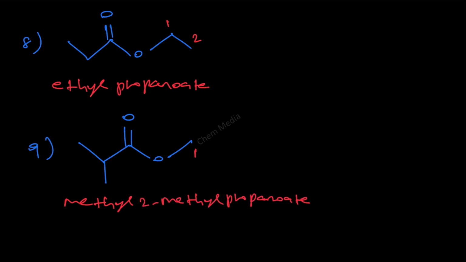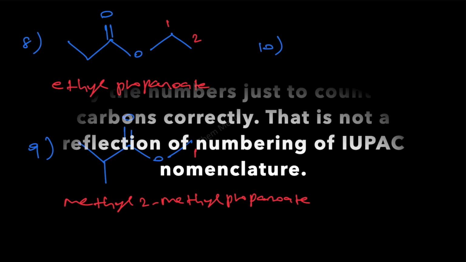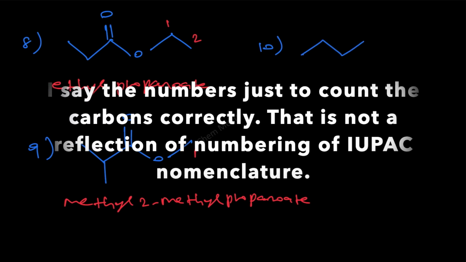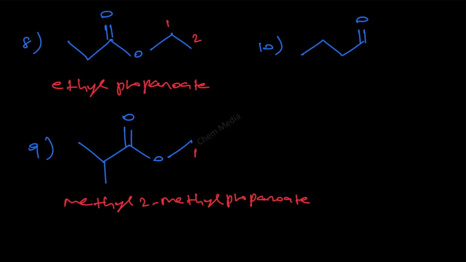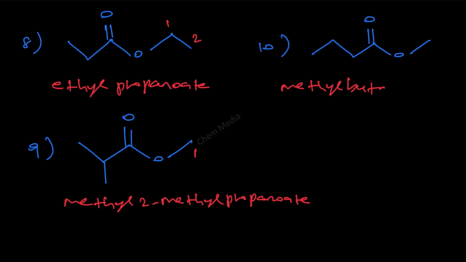And then number 10, we are going to write a butanoate isomer. Only one butanoate isomer is possible. So that would be 1, 2, 3, 4 and then C double bond O and then a methyl group. So this is methyl butanoate. So these are the 10 isomers that are possible, considering both structural as well as stereoisomers.